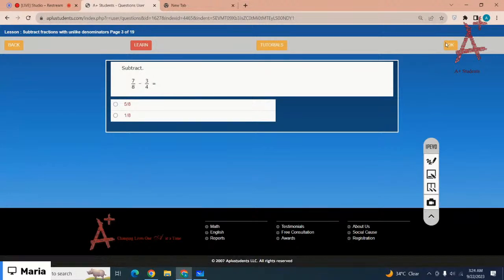The next one is 7 over 8 minus 3 over 4. So which is the correct option? How do you subtract? You have to make the denominators equal. So you have to multiply 4 times 2 makes 8. You have to multiply 3 by 4.